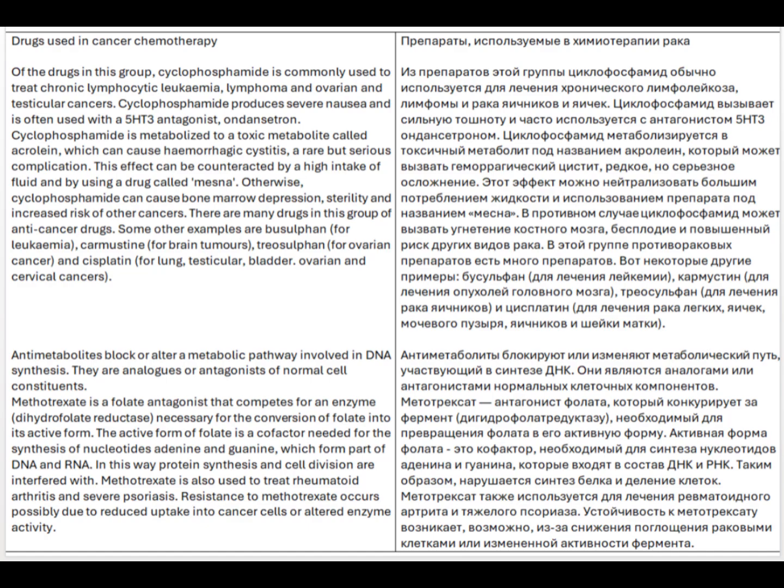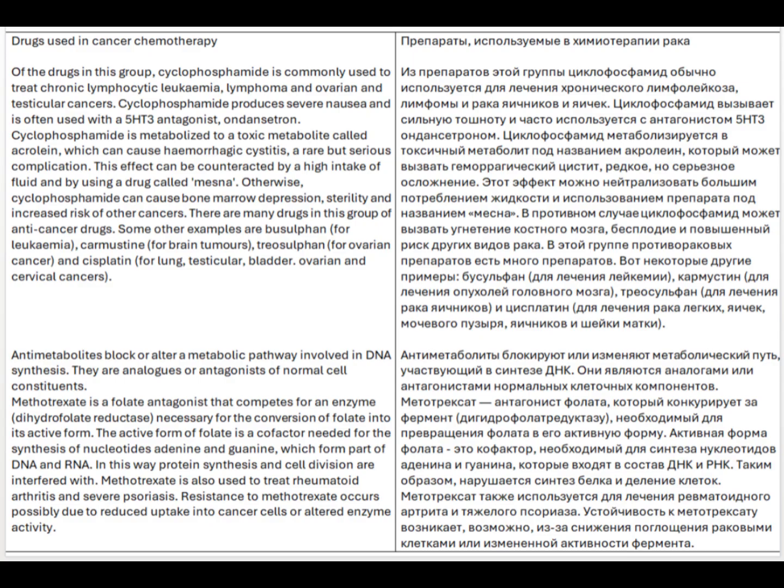Cyclophosphamide produces severe nausea and is often used with a 5-HT3 antagonist, ondansetron. Cyclophosphamide is metabolized to a toxic metabolite called acrolein, which can cause hemorrhagic cystitis, a rare but serious complication. This effect can be counteracted by a high intake of fluid and by using a drug called mesna. Otherwise, cyclophosphamide can cause bone marrow depression, sterility, and increased risk of other cancers.